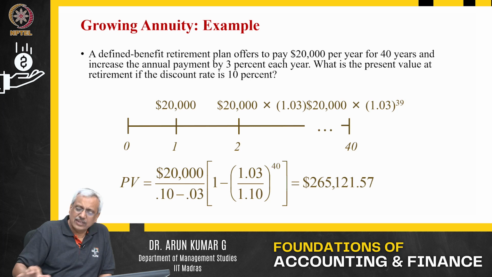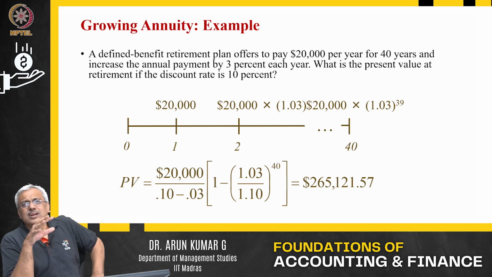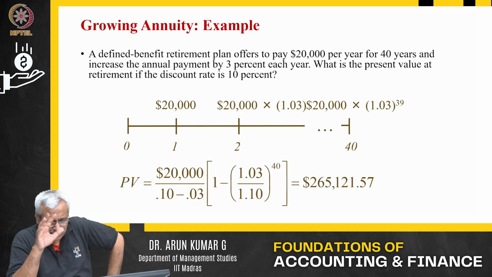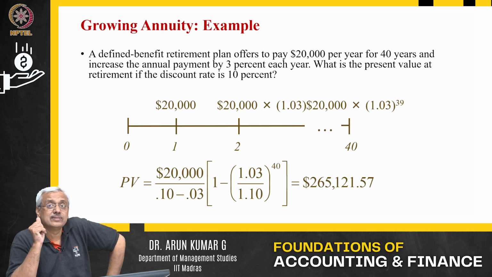Okay, this is what we call growing perpetuity. So, what did we learn? We learned about discounting. We learned about future value. We learned about present value, single period case, 1 year. Future value, multi-period case. We learned about annuity, growing annuity, perpetuity, and growing perpetuity. And we also learned about NPV, net present value.